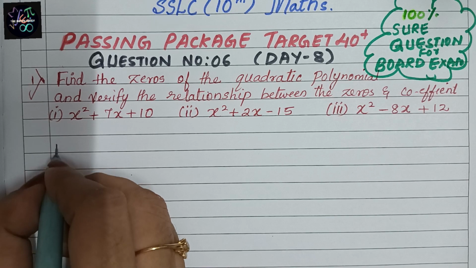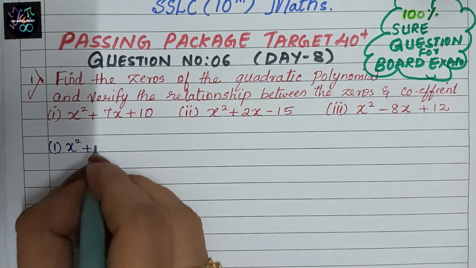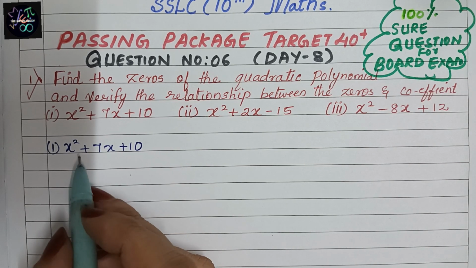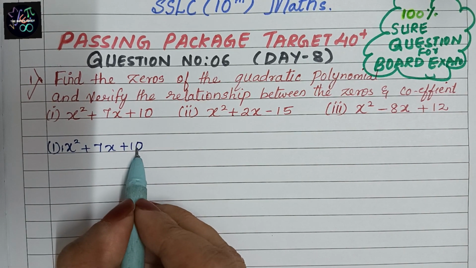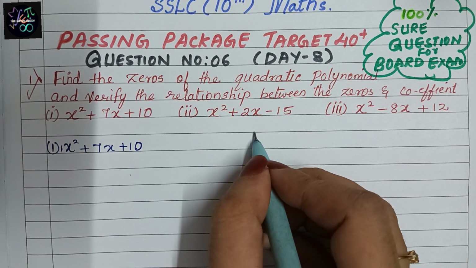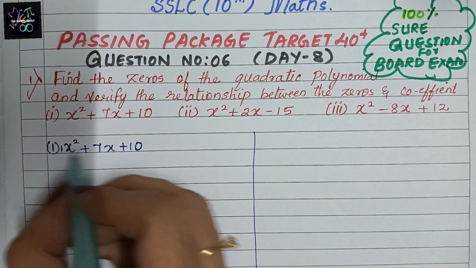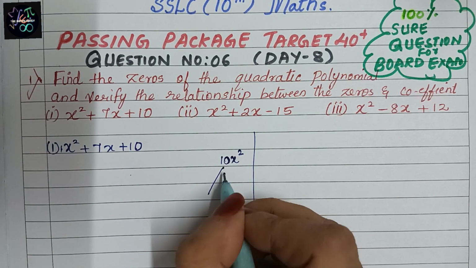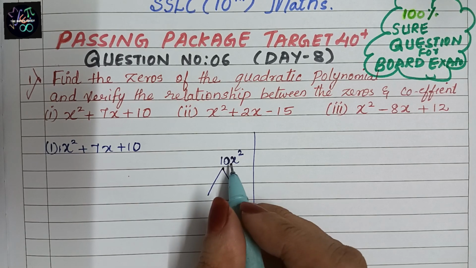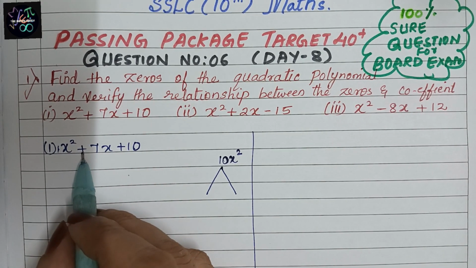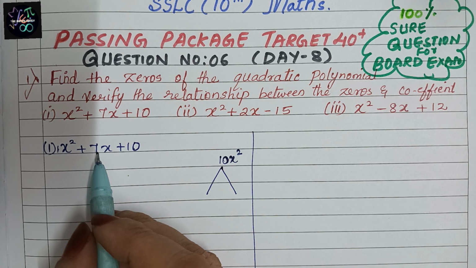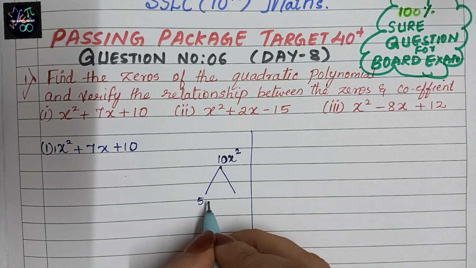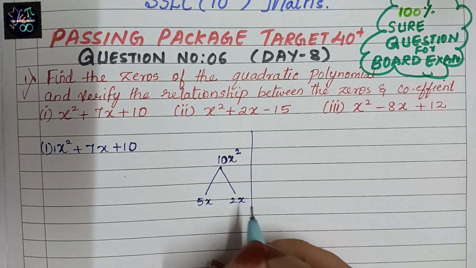First question, x square plus 7x plus 10. First we have to find the factors, that is, the zeros. 1 times 10 is 10x square. So we should find two such numbers: when we multiply, we should get 10x square, and when we add, we should get 7x. We know that 5 twos are 10, and 5 plus 2 is 7. 5x plus 2x. So let us write here.